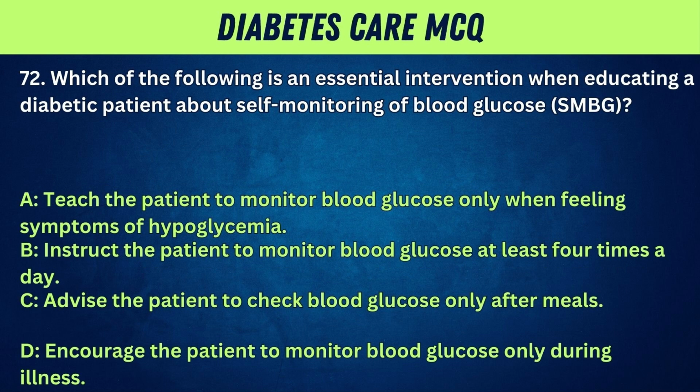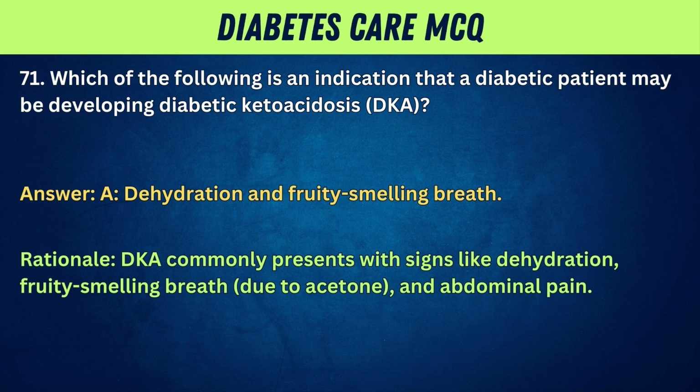71. Which of the following is an indication that a diabetic patient may be developing diabetic ketoacidosis, DKA? A. Dehydration and fruity smelling breath. B. Fatigue and increased thirst. C. Increased urination and weight loss. D. Blurry vision and foot ulcers. Answer. A. Dehydration and fruity smelling breath. Rationale. DKA commonly presents with signs like dehydration, fruity smelling breath due to acetone, and abdominal pain.